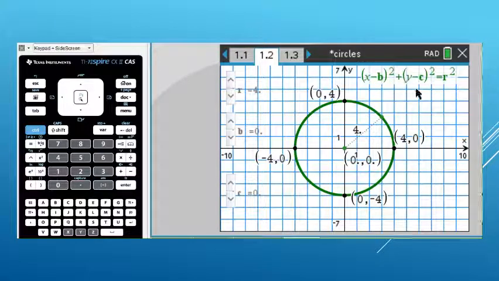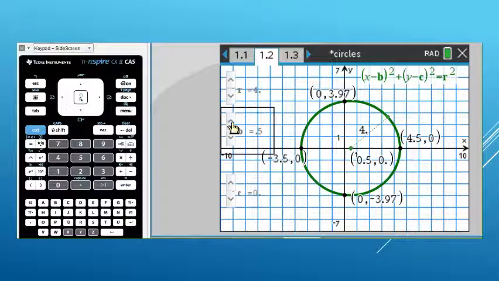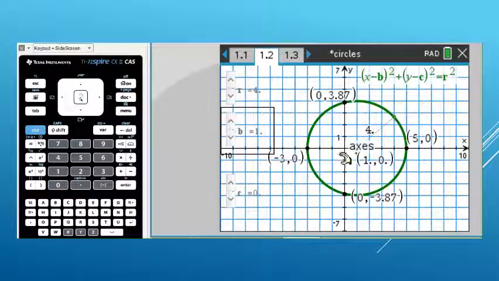So we're looking at the equation of this general form here: (x − b) all squared plus (y − c) all squared equals r squared. If I make b 1, I'll move the circle across 1 unit to the right. The radius is still 4 because we set the radius at 4 here. So this equation would be written as (x − 1) all squared plus y squared, because c is 0, is equal to 16, or 4 squared.